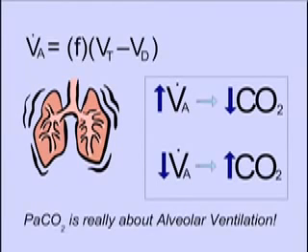Let's go back and modify our slide to represent instead of minute ventilation now, I have alveolar ventilation is equal to frequency, the little f, times tidal volume minus dead space. And remember, dead space is 1 milliliter per pound of body weight. And so now I've represented how changes in alveolar ventilation affect CO2. Again, the most important being the low alveolar ventilation causing the rise in carbon dioxide. So the statement at the bottom says PaCO2 is really about alveolar ventilation.